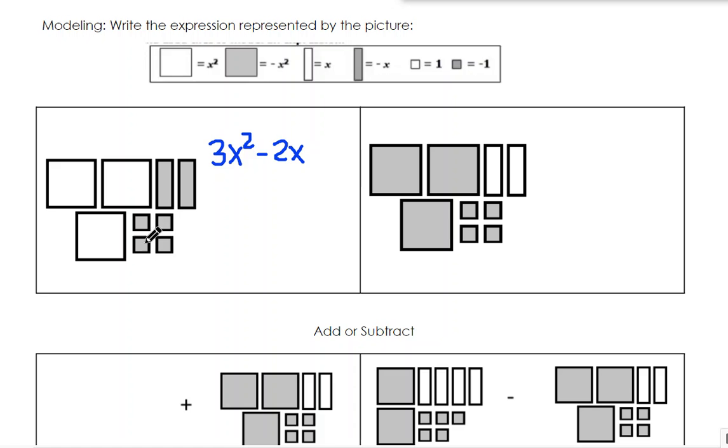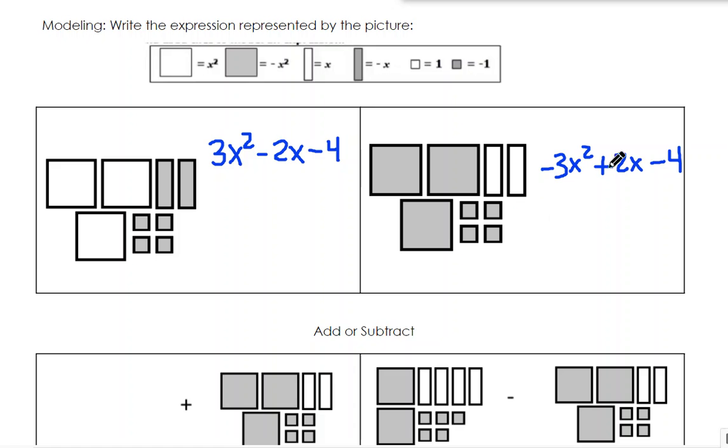And now I see I have 1, 2, 3, 4 little squares that are shaded in, and those are negative 1. So negative 1 times 1, 2, 3, 4 would be negative 4. And that's how we see these pictures, all right? Go ahead, pause the video, try this one on your own, see if you can do it.